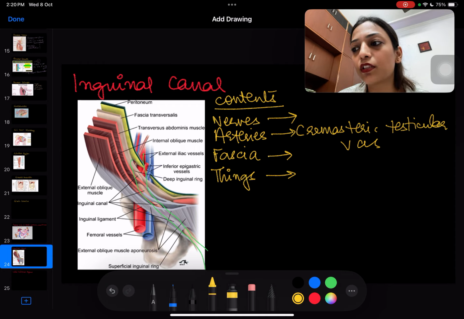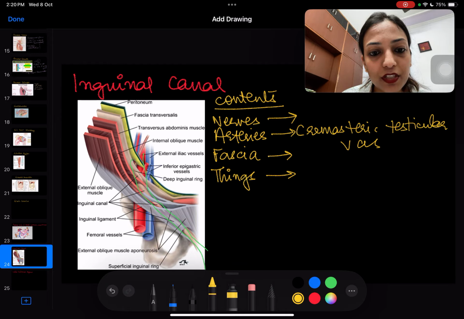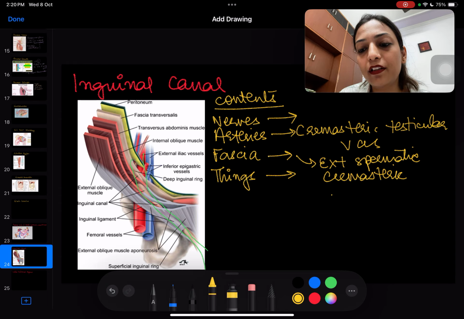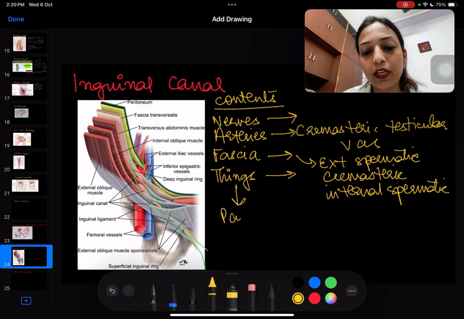Okay, then what are the 3 fascial layers? External spermatic fascia. Is it visible here? No. So the fascia are external spermatic fascia, cremasteric fascia, and internal spermatic fascia. These are the 3 fascia that are associated. The 3 other things are pampiniform plexus.